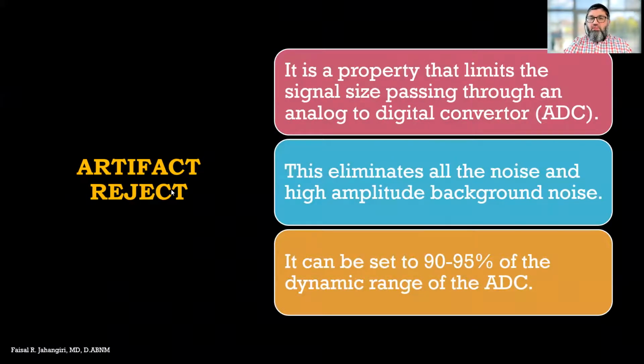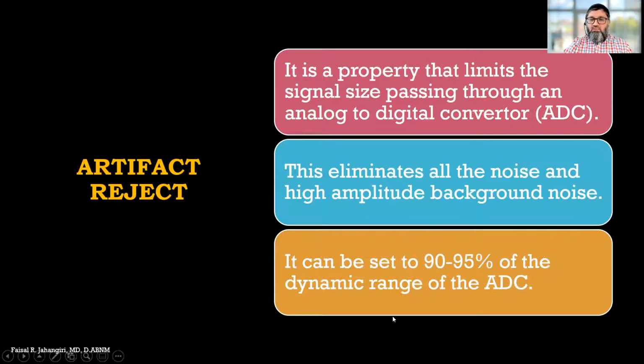Artifact reject is a property that limits the signal size passing through the analog to digital converter. When we have a lot of artifacts, like the surgeon using Bovie or bipolar, or some other random noise, and you don't want that to be part of your signal, we use an artifact reject. That is a setting where any signal bigger than that will be eliminated. So this eliminates all the noise and high amplitude background above that point.